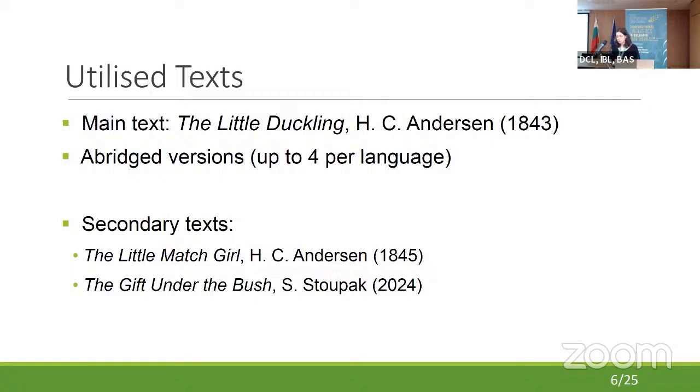And then there are a couple of secondary texts. The first one, The Little Match Girl, also by the same author and with similar characteristics, is used in the one-shot scenario that I will mention in a minute. And then The Gift Under the Bush is a story that has not been published anywhere. So it is in order to test the possibility of the models having encountered the little duckling during training and this influencing the results. But it is a cute little story. I'm a bit partial because it's my son who wrote it.